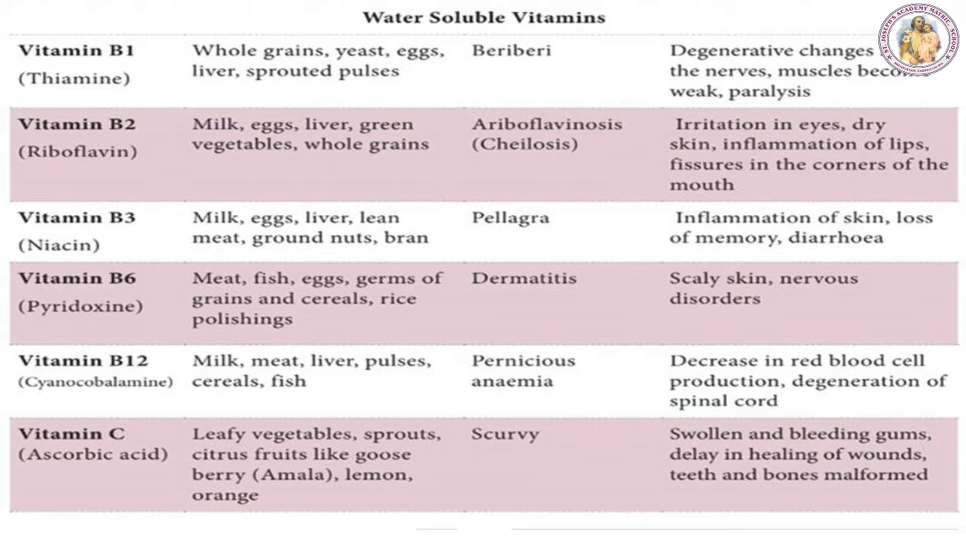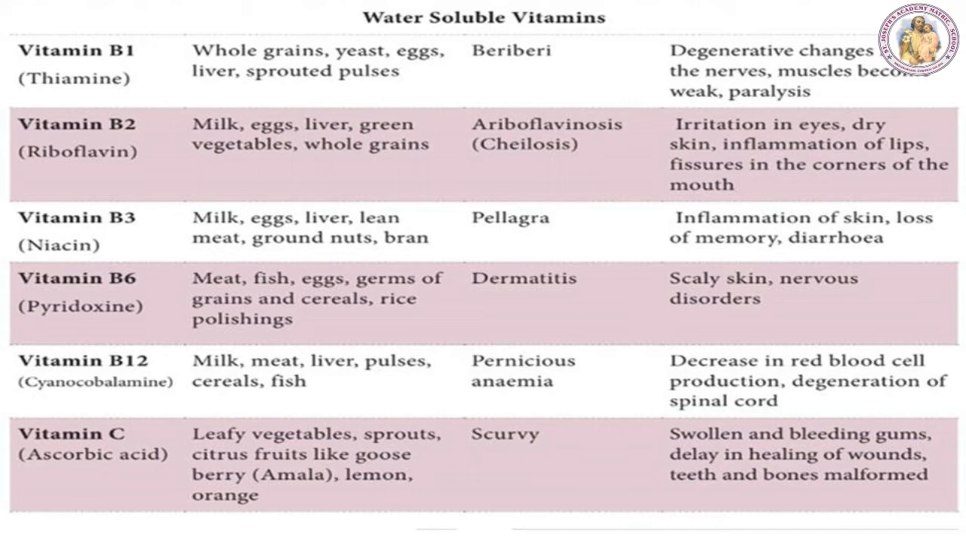Vitamin B6: meat, fish, eggs, germs of grains, cereals, rice polishings. Deficiency disorders are dermatitis, scaly skin and nervous disorders. Vitamin B12: milk, meat, liver, pulses, cereals, fishes. The deficiency disorder is anemia, decrease in red blood cell production, degeneration of the spinal cord.